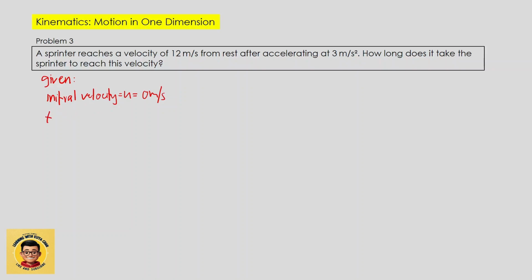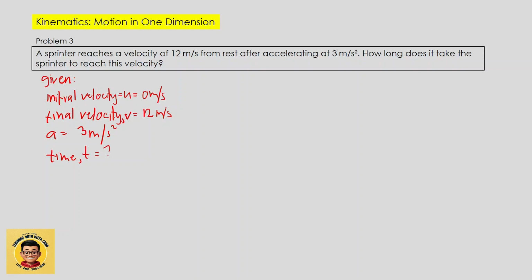And our final velocity is equal to 12 meter per second, and acceleration is equal to 3 meter per second squared. So what we are trying to find here is the time it takes for the sprinter to reach the velocity of 12 meter per second. So what we are trying to find here is the time t.